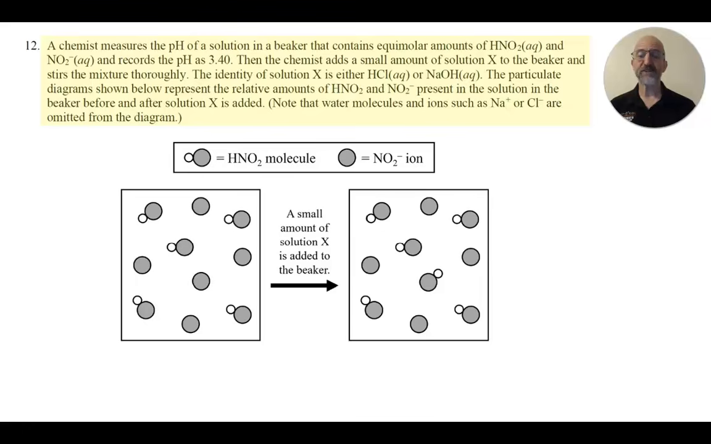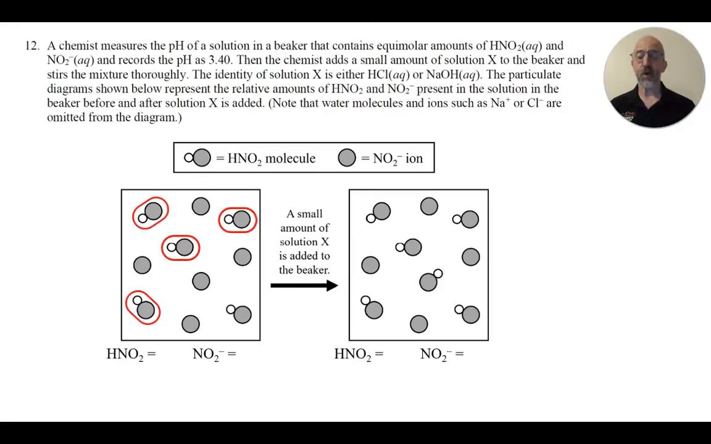So let's start with the particulate diagram before a small amount of solution X is added to the beaker. If I count the HNO2 particles in the diagram on the left, I see 1, 2, 3, 4, 5 particles of HNO2, and then I can see 5 particles of NO2-. So we have an equimolar amount of HNO2 and NO2-. So that pH is 3.40.